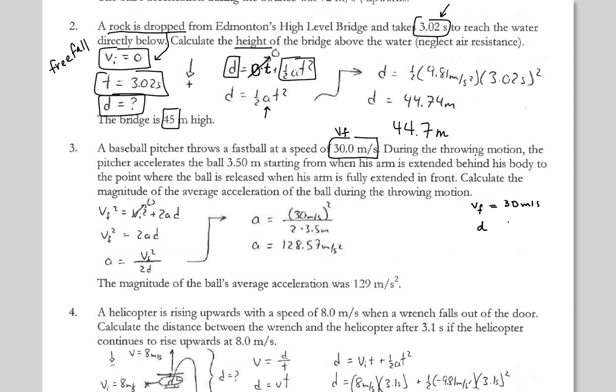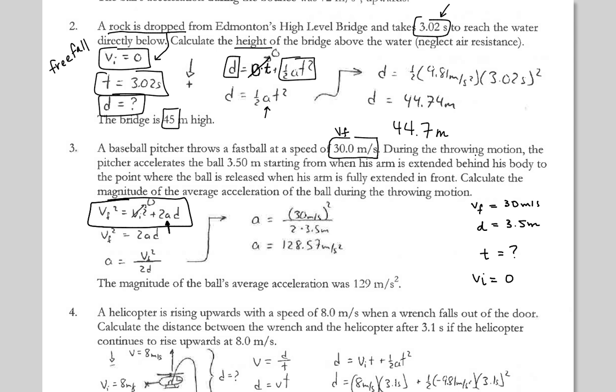Okay, did they give us any time? They didn't give us a time. So the one formula that doesn't have time, right here, VF squared equals VI squared plus 2AD. It has the A, which we need to solve for. And we know that the initial velocity is zero, because the ball's not moving until you throw it.